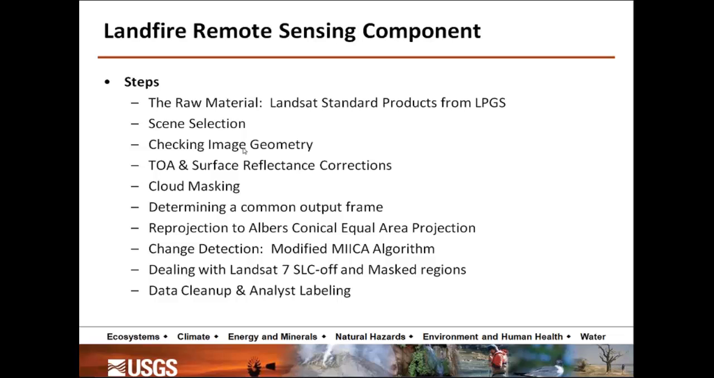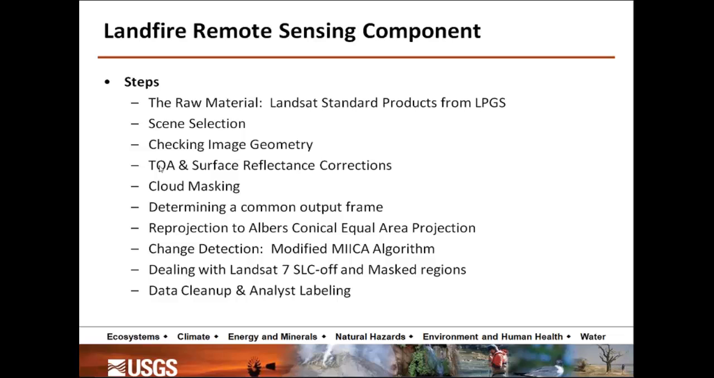When we order these scenes from our standard process, they are supposed to be geocoded and terrain corrected to be within 1 pixel of accuracy, so under 30 meters. But we check that anyway because sometimes, in an automated processing fashion, that just doesn't happen.